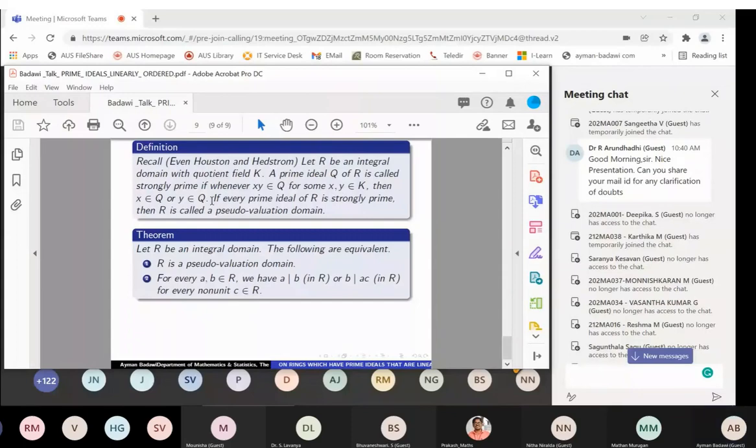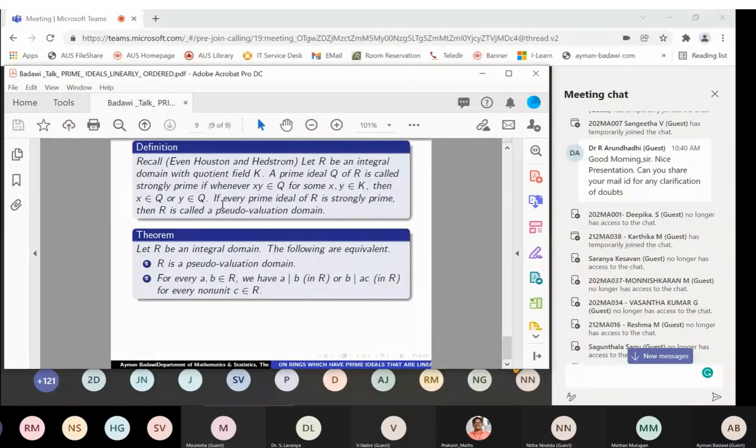Okay? Here is the divisibility condition. By the way, every valuation domain is a pseudo-valuation domain, but not every pseudo-valuation domain is a valuation domain. So the valuation domains live inside the class of pseudo-valuation domains.